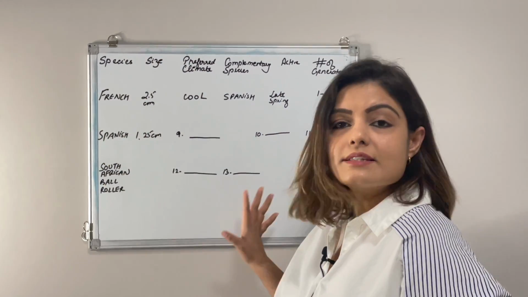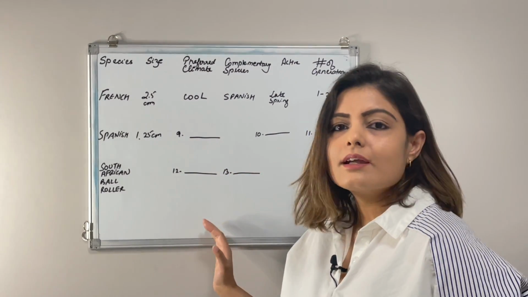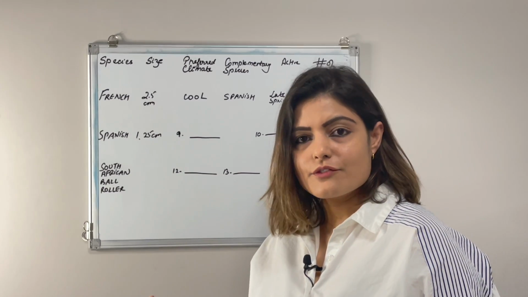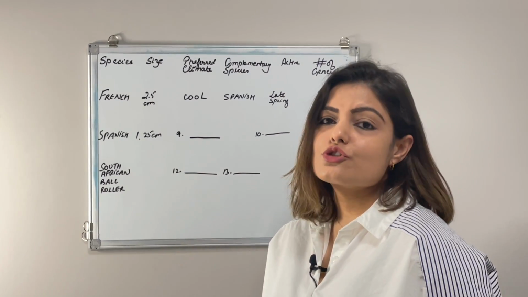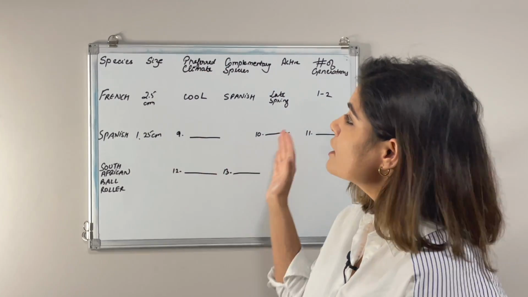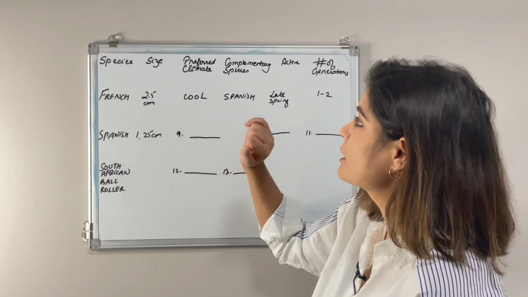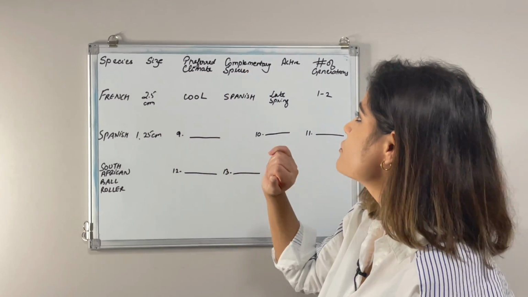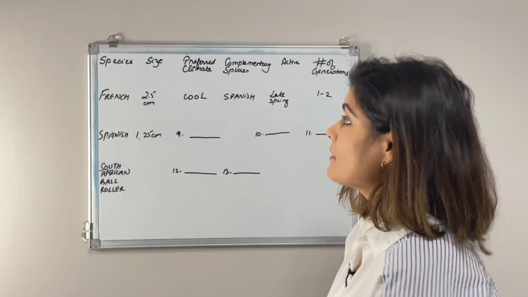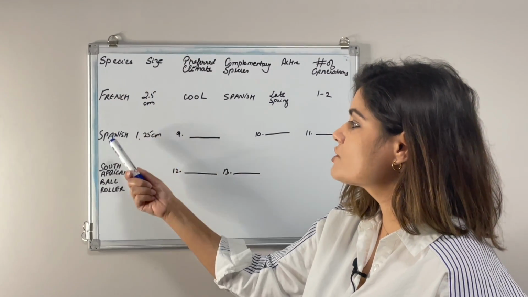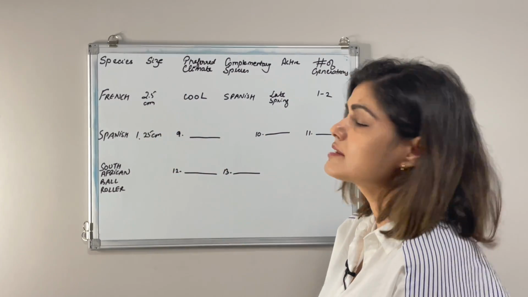So now this is a table where some information is given to you and some of the information is missing. Now we have to find this missing information from the paragraph. As I told you, the first thing you should do is study the table. If we go through the table, we can see that they are talking about species, their size, their preferred climate, the complementary species, their active period, and then the number of generations. And the species they have given are French, Spanish, and South African ball roller. Some of the information is given and some is missing.